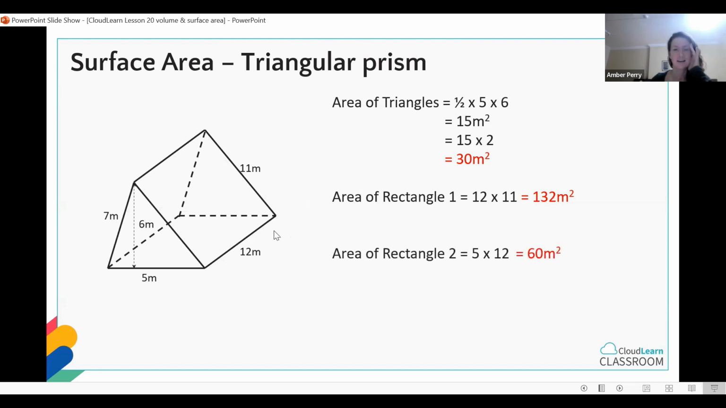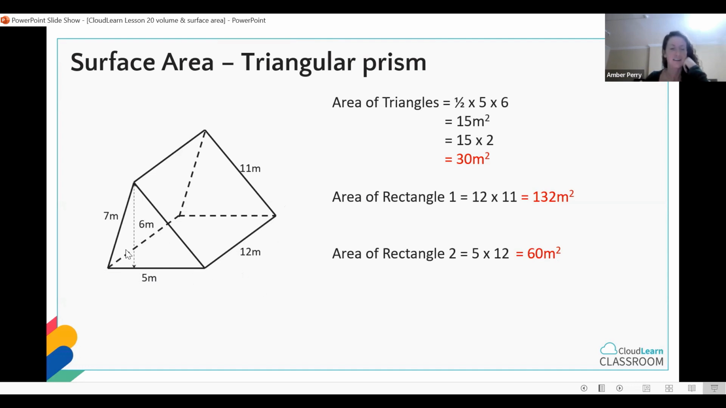The area of rectangle 2, that's the one it's sitting on. So now I can look at what it's sitting on. I can see that the length of the rectangle is 12 meters and the width of the rectangle is 5 meters. Ooh, excuse me, I had to sneeze there, sorry. That's 12 times 5, okay, so that's 60 meters squared.